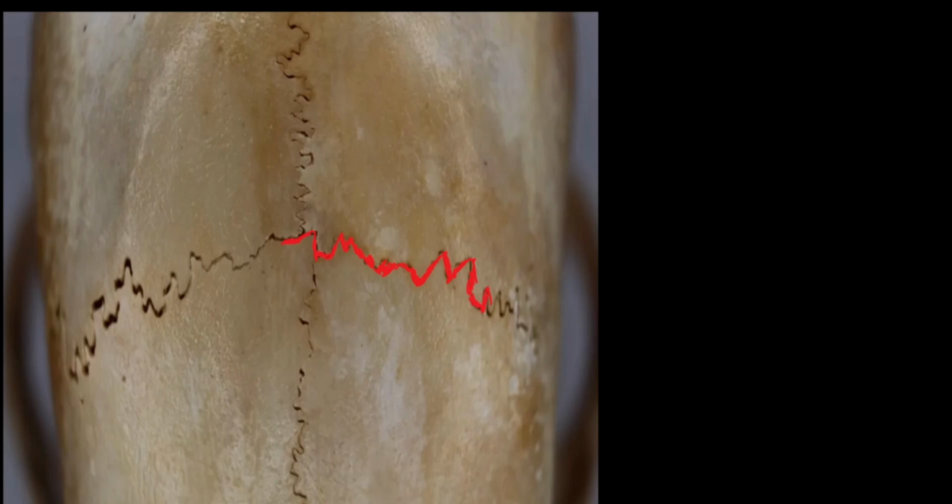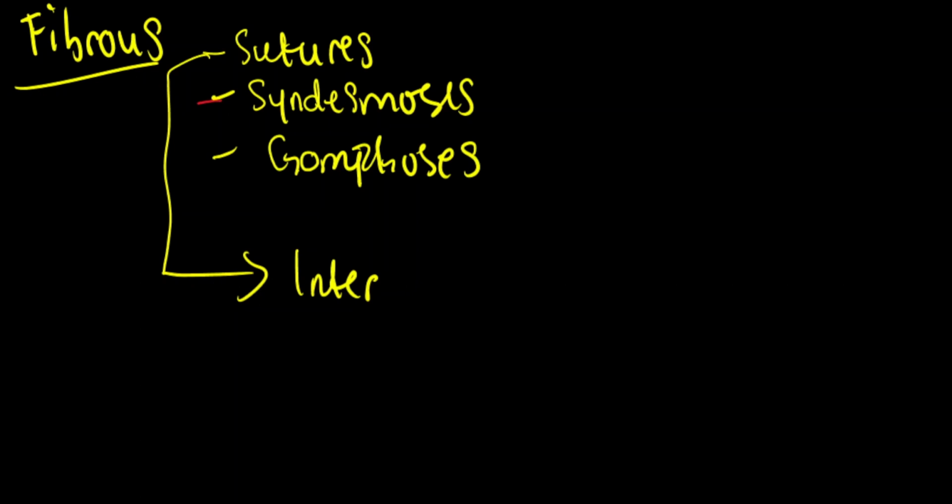So we have a thin fibrous tissue between these interlocking portions of the bone and they form a suture. Now suture literally means seam. We have surgical sutures, kind of like sewing surgical incisions. So yes, sutures are a type of fibrous joint. Now the next type of fibrous joint is syndesmosis.